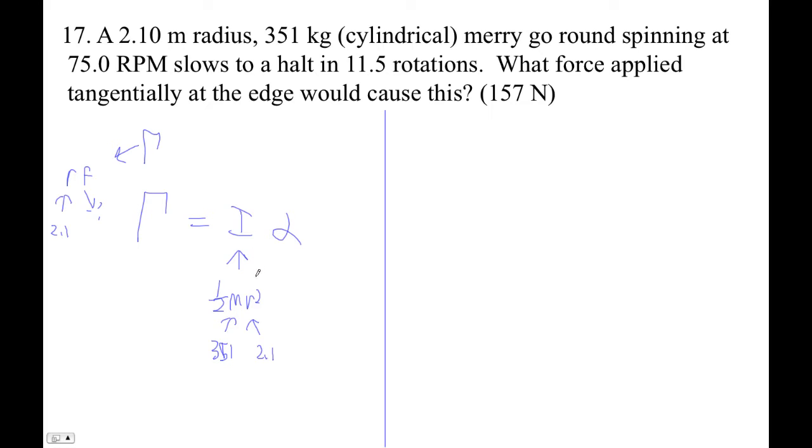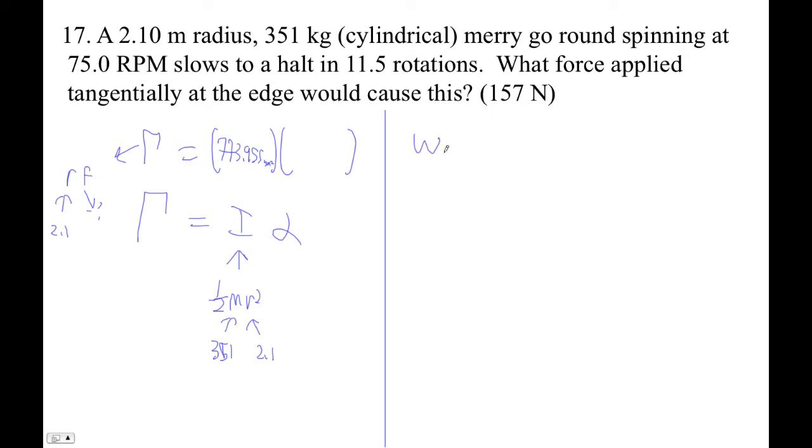I think we have to find this too. So torque is I alpha. Let's find this guy first, just because it's easy. 0.5 times 351 times 2.1 squared is 773.955. Now we have to find alpha. That's going to be tough.